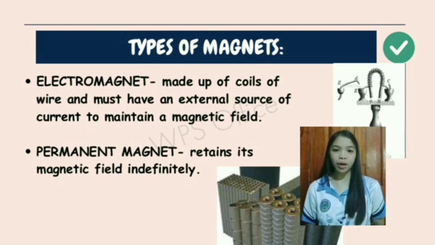There are types of magnets. First is the electromagnet. It is made up of coils of wire and must have an external source of current to maintain a magnetic field. Next is the permanent magnet. It retains its magnetic field indefinitely.